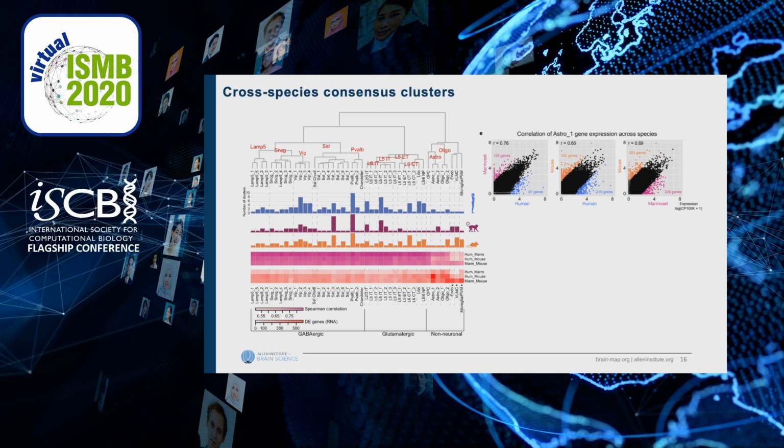And also looking at the number of DE genes that distinguish a given cell type between species shows a similar finding. So human and marmoset have fewer DE genes between each other than primates do with mouse. And this is also shown here on the astrocyte plot.